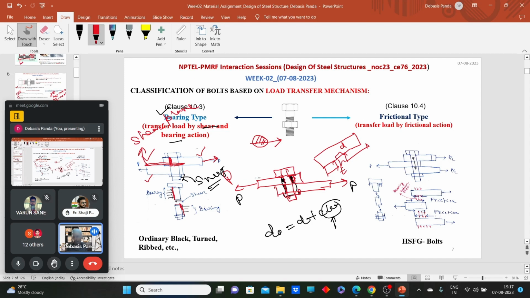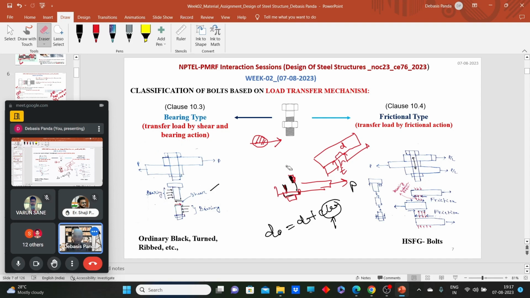So two phenomena are occurring: one bearing, one shearing. That's why the bearing type bolts transfer the load using shearing and bearing action. So while designing this type of bolts, what we need to keep in mind is that the bearing capacity and the shearing capacity of the bolt should be enough to withstand the applied load.